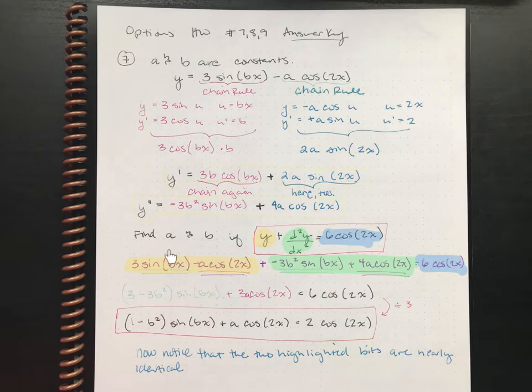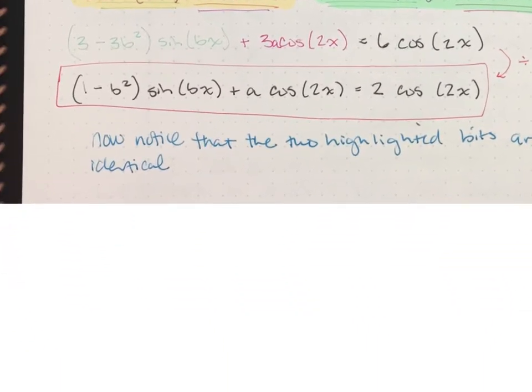From there, I just started gathering terms. So I've got a sine of bx here, I've got a sine of bx here. That came together over here. I got a cosine of 2x, a cosine of 2x. That came together here. And then I noticed that I've got a 3, 3, 3, and 6. So I divided everything by 3, and I am now at this stage. Okay, now we're supposed to be solving for a and b.